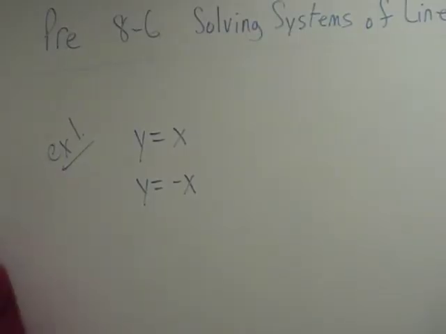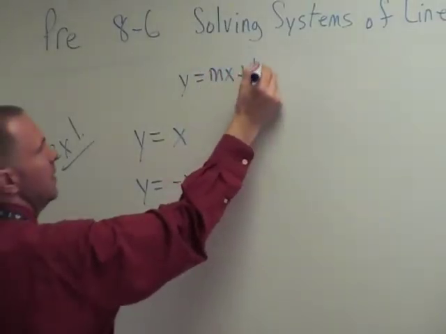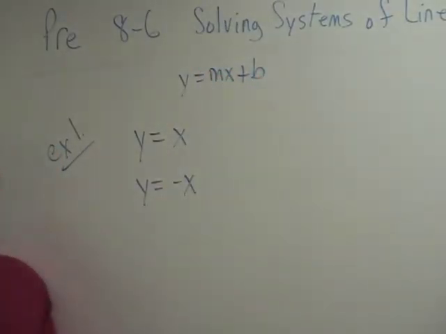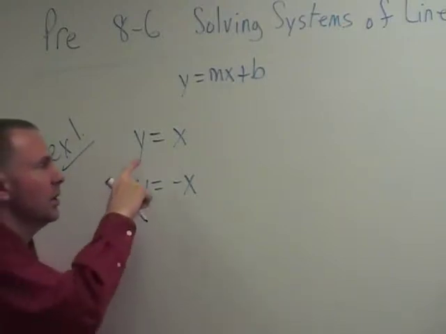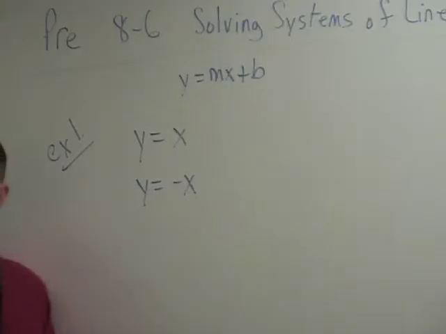Now to graph, you should put it in slope-intercept form, which is y equals mx plus b. What's m and b? m is slope. Do this separately. What's the first equation? Where do you start? You always start at b. So what's b in the first equation? 0. It's not listed, so it's 0.